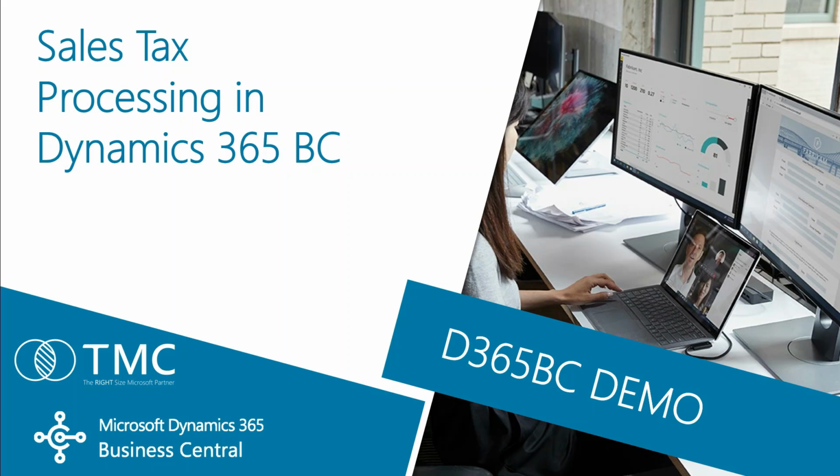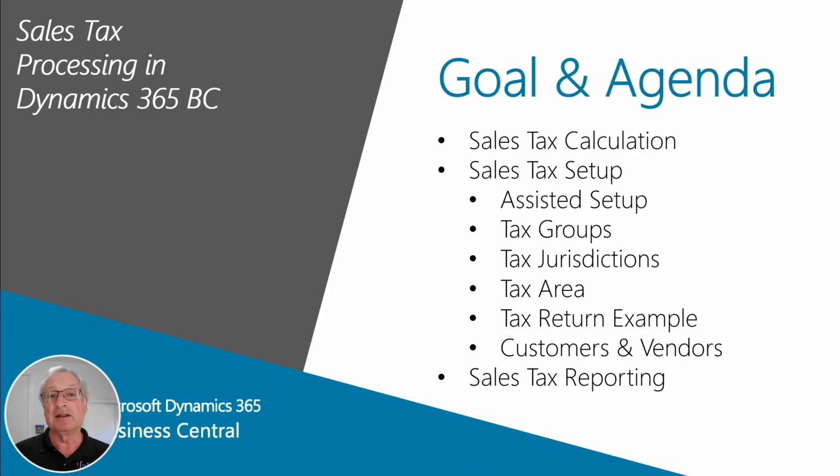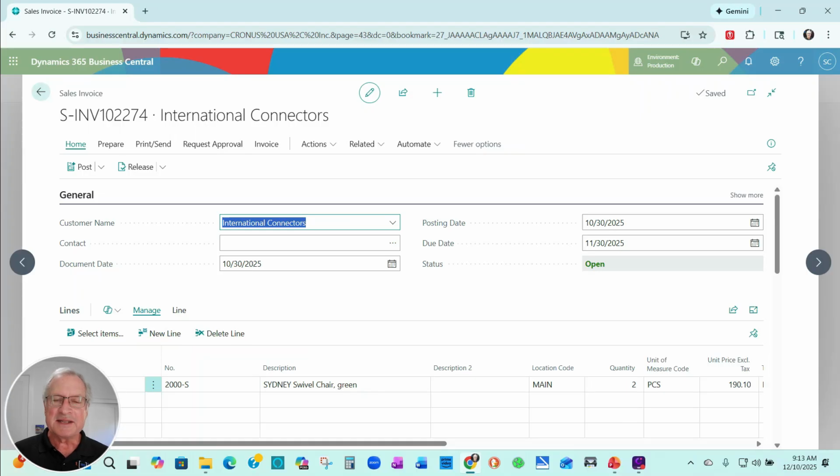I want to show you how to set up and use the sales tax functionality in Dynamics 365 Business Central. We'll be looking at the sales tax calculation, how that's actually done, and the results of that. We'll be looking at how to set that up. There's a number of things you want to do to make sure it's correct. And we'll also take a look at sales tax reporting. This is important too because it'll help you fill out your sales tax returns in the various states in which you do business. Let's take a look at a sales invoice I have set up all ready to go.